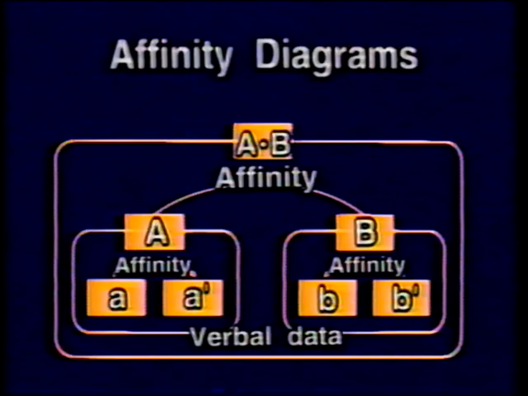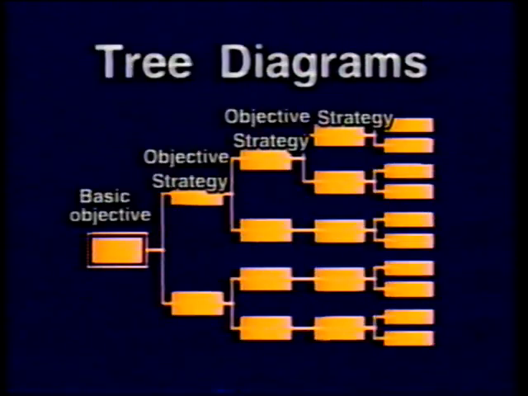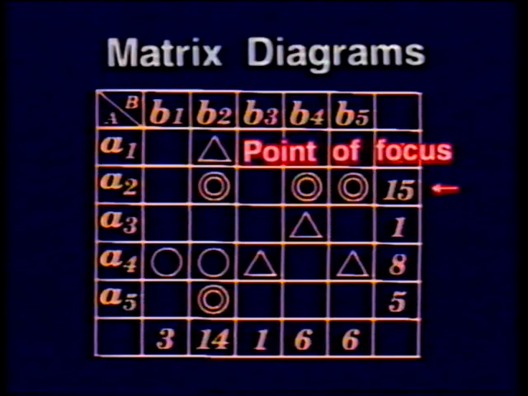Let's just review what we've achieved so far with the first 4 tools. Using an affinity diagram, we determined the problem. Using a relations diagram, we explored the major cause. Using a tree diagram, we developed solution strategies. And using a matrix diagram, we've made evaluations and determined the most feasible means. And remember that the 7 new tools for QC can be used independently or in combination.